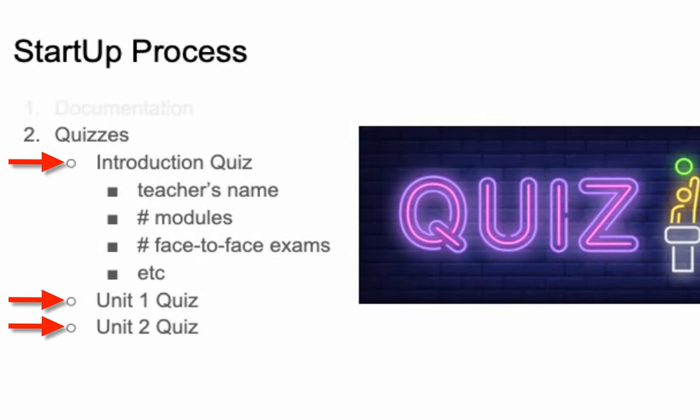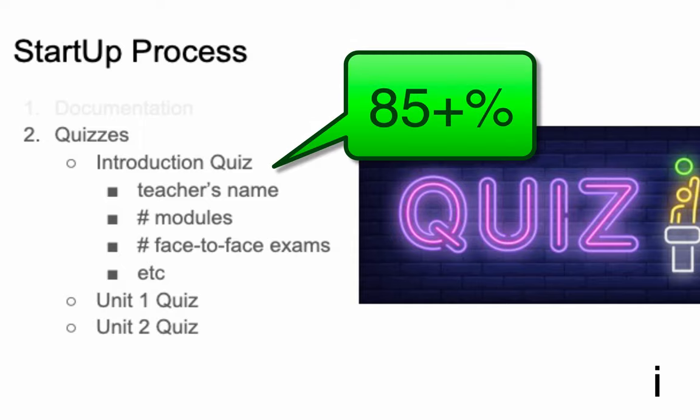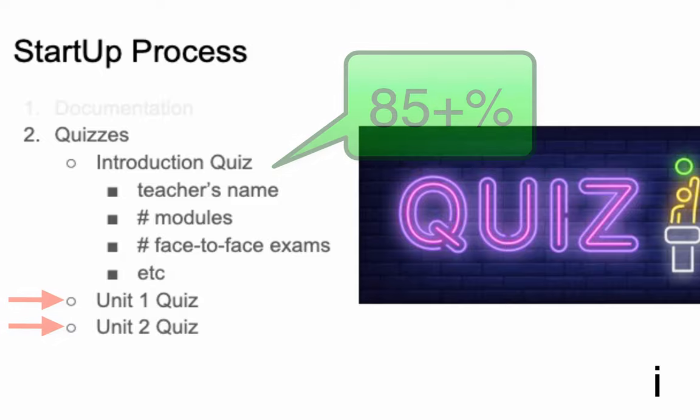The startup process has three quizzes. The first quiz is an introduction to the course. Questions will include, what is your teacher's name, the number of units, and how many face-to-face exams there are. You must get at least 85% on the introduction quiz before you are able to see the Units 1 and 2 quizzes.